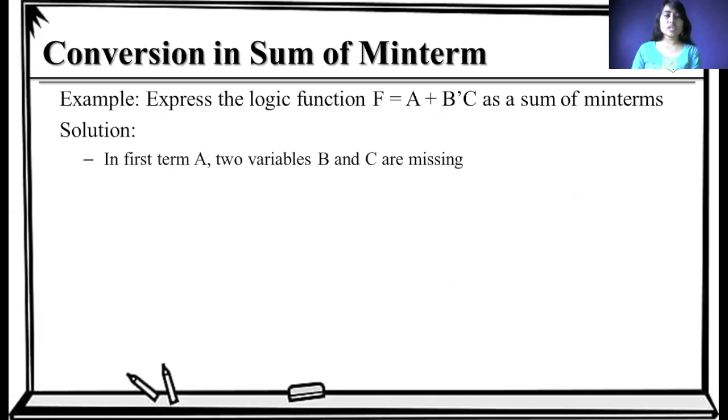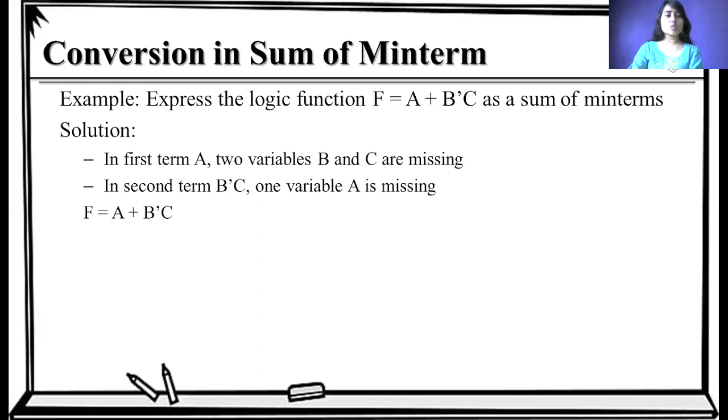In the first term A, two variables B and C are missing. In the second term B' C, one variable A is missing. In sum of minterms, or canonical form, it is compulsory to have all the variables in all the terms. So here we have to add the variable in the missing place. Let's start. F equals A plus B' C. In the first term, two variables B and C are missing, so these variables are added by B plus B'.